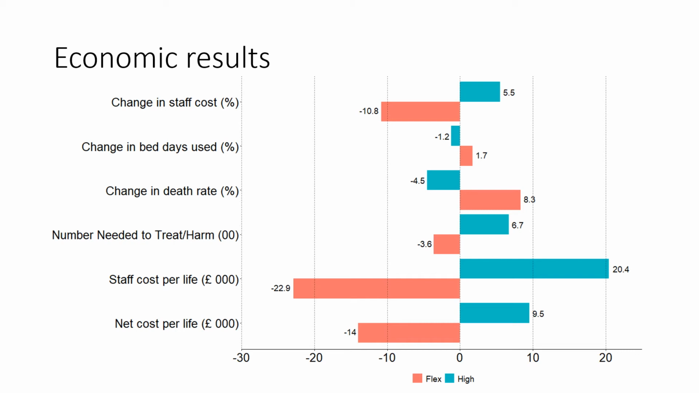In contrast, the flexible low establishment is associated with a 1.7% increase in bed days and an 8.3% increase in risk of death. To estimate the impact of these changes in risk of death, we applied these to the baseline mortality experience at the 3 trusts included in the analysis. Averaged across the 3 trusts, the number needed to treat to save 1 life in the high scenario is 670 patients. That is, 1 life saved every 670 patients treated with the high scenario establishment.